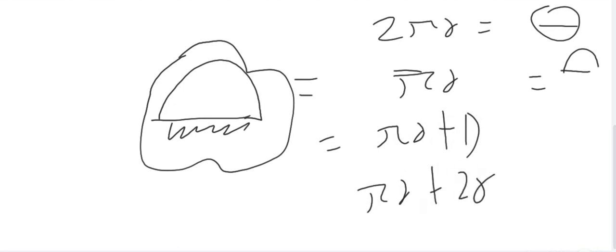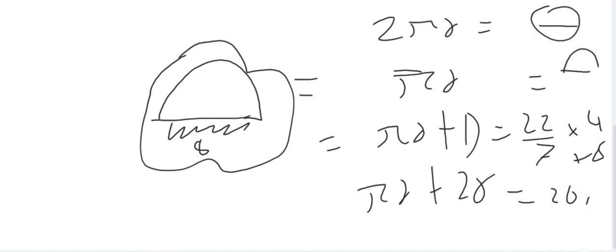Okay? So over here, let's say the diameter was 8. I'll just use 22 by 7 times 4 plus 8. So it's going to be about 20 point, let's say 20.4 for the perimeter of this semicircle. Now, what about a quarter circle?